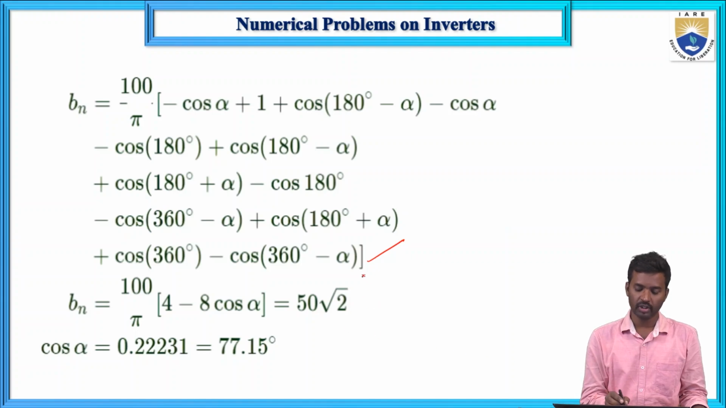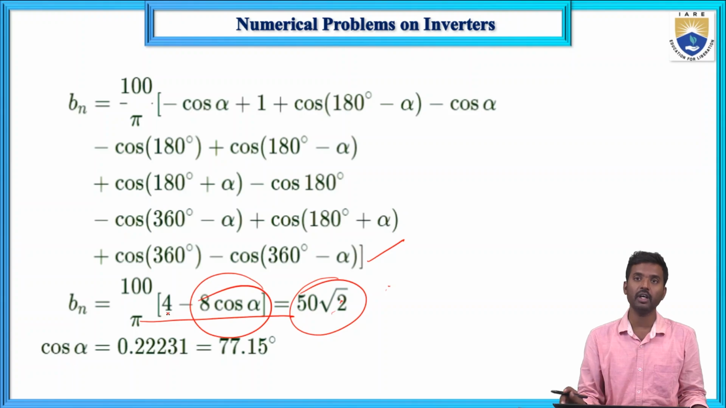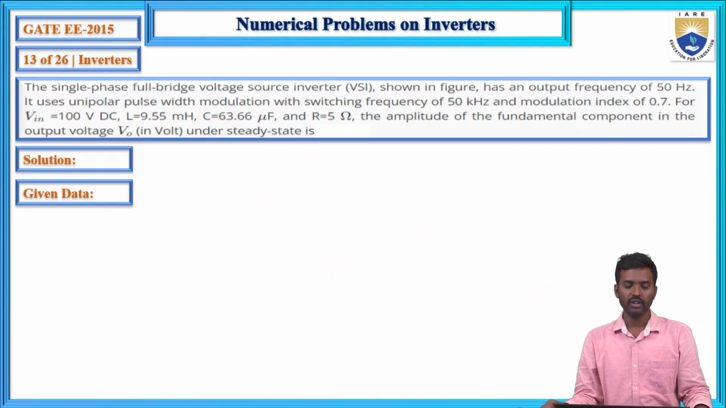So after this, our given RMS fundamental voltage is 50, that is 50 root 2. Now this value equals 50 root 2. If you solve this one, you will get alpha equals 77.15. And now here, the 13th question.